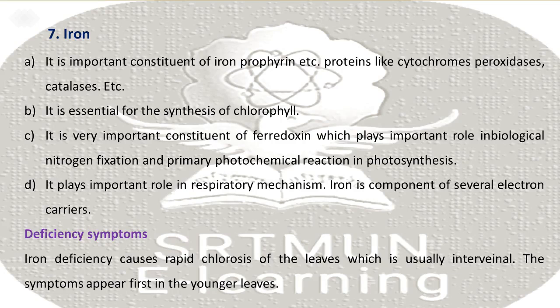Deficiency symptoms. Iron deficiency causes rapid chlorosis of the leaves, which is usually interveinal. The symptoms appear first in the younger leaves, not in the outer leaves.